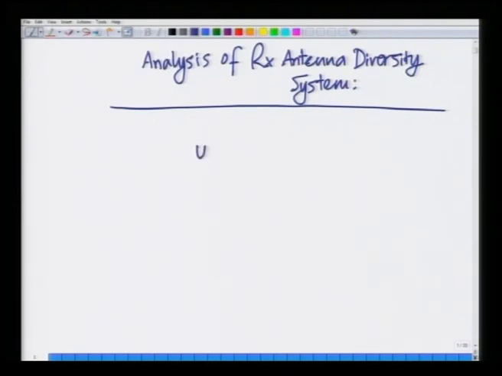We said the system model is y bar equals h bar x plus n bar. Let me refresh your memory. Y bar is the L dimensional received vector y1, y2, up to yL, where y1 is the signal received at antenna 1, y2 is the signal received at receive antenna 2, and so on until yL is the signal received at antenna L. H bar is the L dimensional channel coefficient vector, where h1 is the fading coefficient between the transmit antenna and receive antenna 1, h2 is the fading coefficient between the transmit antenna and receive antenna 2, and so on.